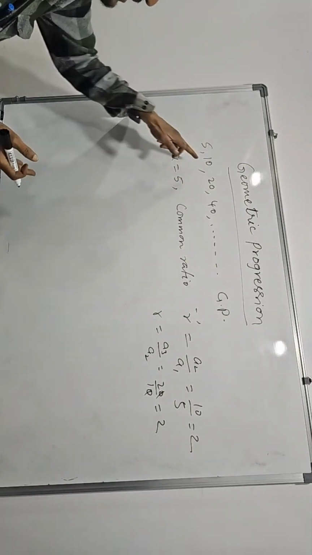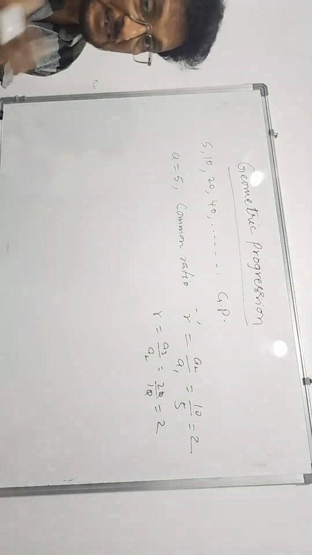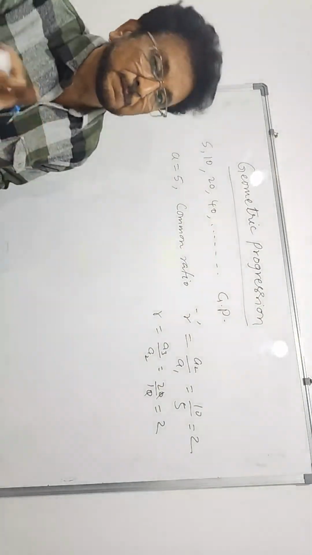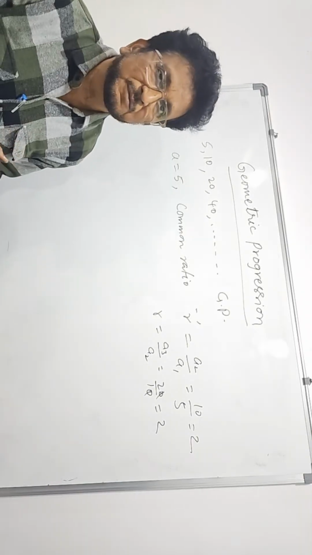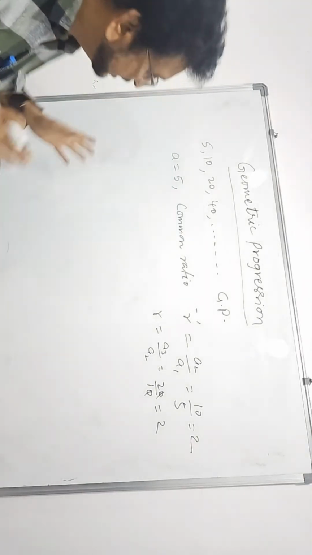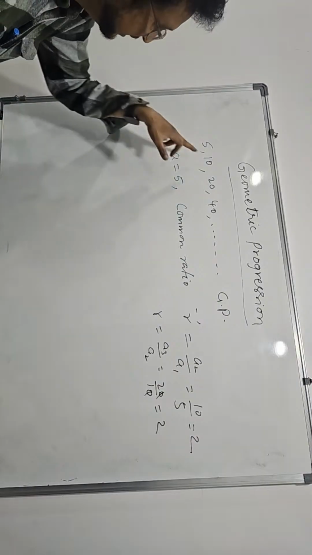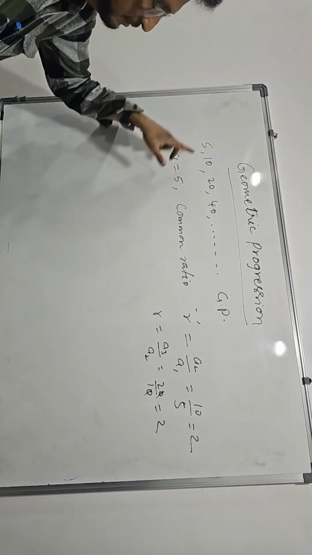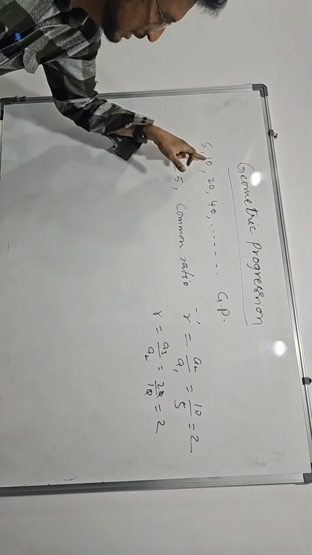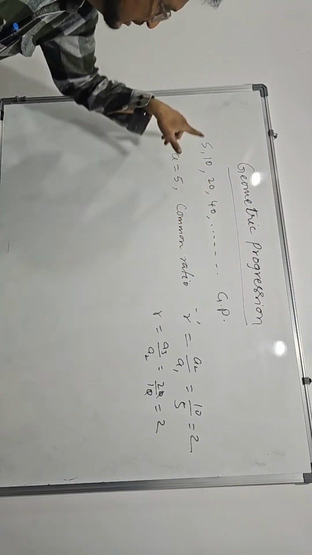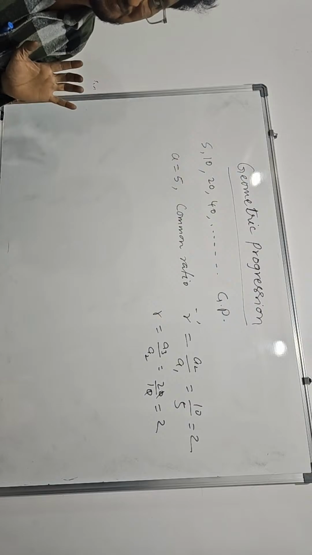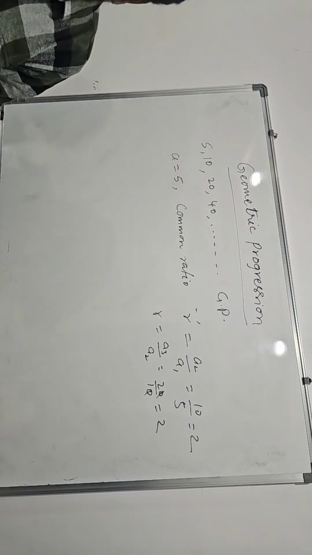Ratio is obtained by dividing. Difference was obtained in arithmetic progression by subtracting, T2 minus T1, second term minus first term, which gave you the difference d. Here, instead of subtracting, we are dividing. 10 by 5 will give you r, 20 by 10 will give you r, 40 by 20 will give you r. The first term is written as a. Simple one. Okay.